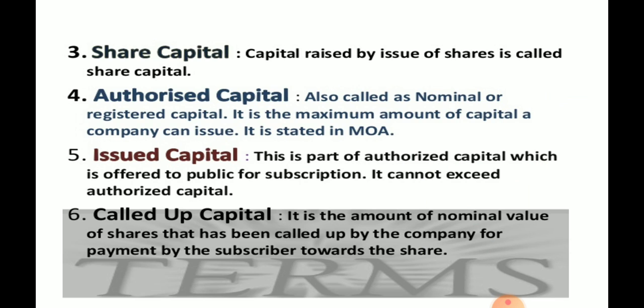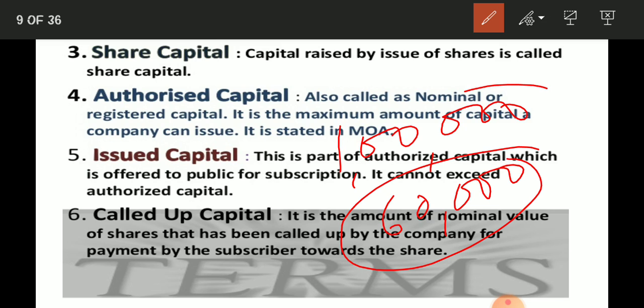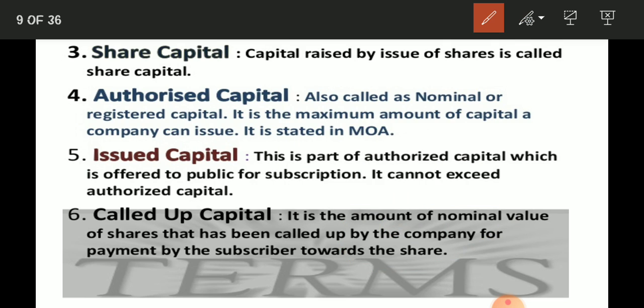Issued capital is the part of authorized capital which is offered to the public for subscription. It cannot exceed authorized capital. If you authorize 1 lakh shares and you issue 60,000 shares, that is issued capital, authorized is 1 lakh, and the remaining is called up capital. Okay.